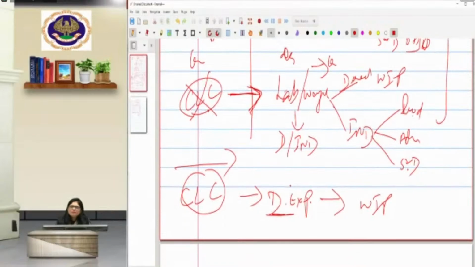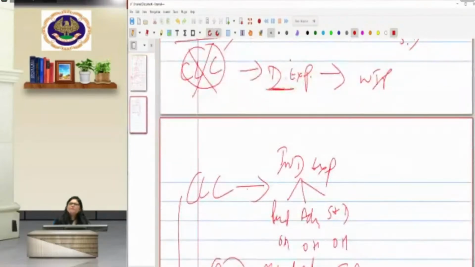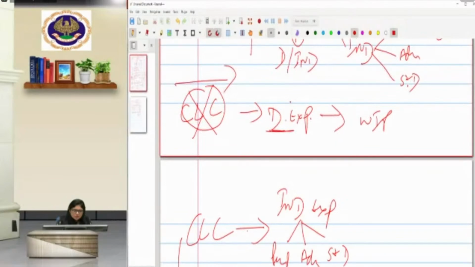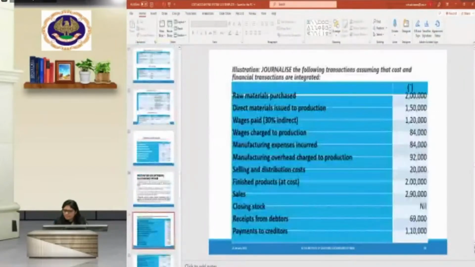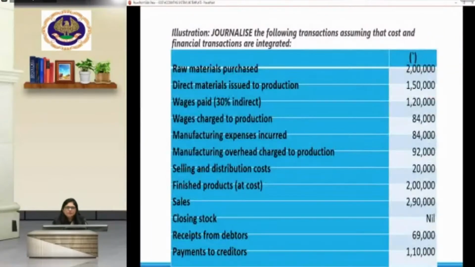Similarly, in integrated, CLC has no role to play. Directly, we have to make the entry through cash or bank. But the control accounts will be debited. Only in place of CLC, cash or bank or creditor or debtor will be debited or credited. Is it clear? That is the only difference. All right. So moving back to integrated. I hope you've understood.